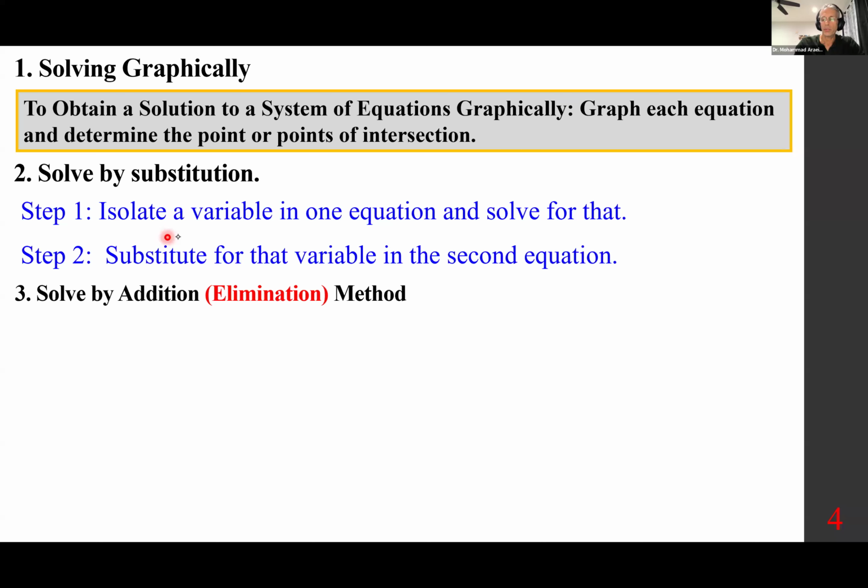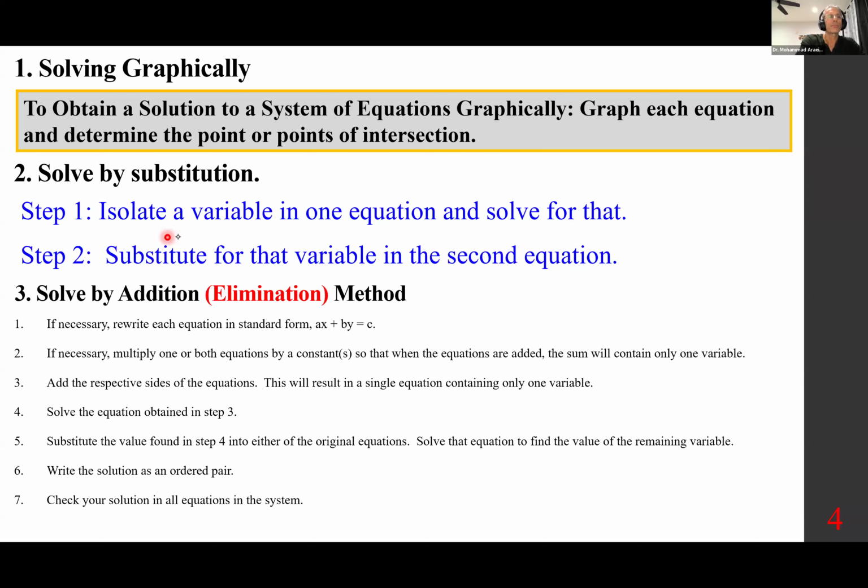By the addition or elimination method: 1, if necessary, rewrite each equation in standard form, ax plus by equals c. 2, if necessary, multiply one or both equations by a constant so that when the equations are added, the sum will contain only one variable. Number 3, add respective sides of the equations. This will result in a single equation containing only one variable. Number 4, solve the equation obtained in the previous step.